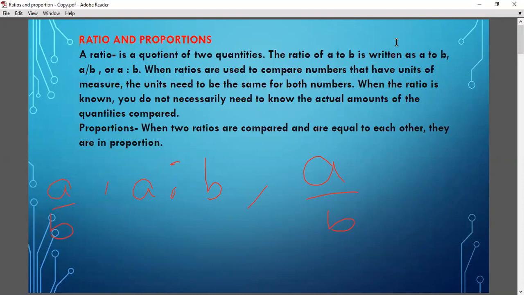Now, moving further, what a proportion is. Whenever we are comparing two ratios, and if they are equal to each other, then we say that the two ratios are in proportion. Let's say A over B and C over D are the two ratios which we are comparing, and if they are equal to each other, then we say that these two ratios are in proportion. So let's not waste much time over here in learning the definitions. Let's quickly move on to questions.